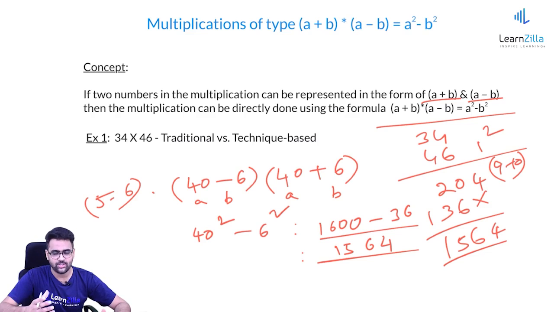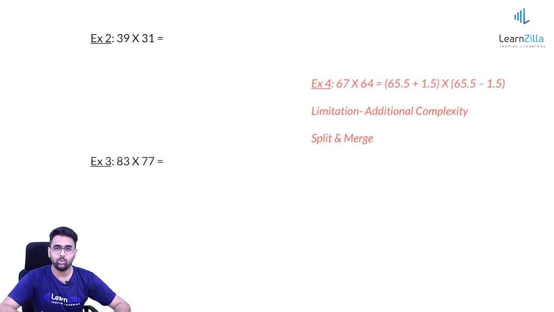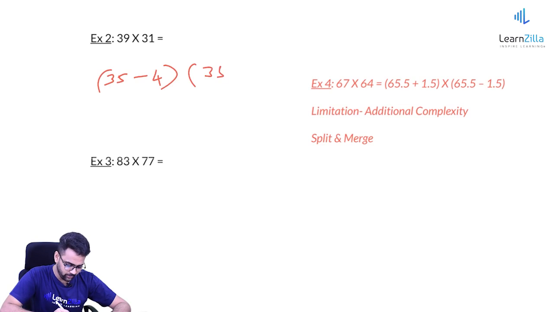Let us solve more questions in this model. 39 into 31. The moment you see these numbers, it's tempting to either write them as 30 plus something or 40 plus something. But if you see, both the numbers are bounded between 30 and 40. So if both the numbers are bounded between two 10s, 30 and 40, then try to go with the middle value. So here in this case, it is 35. So it will be 35 minus 4 into 35 plus 4. So it's 35 square minus 4 square.